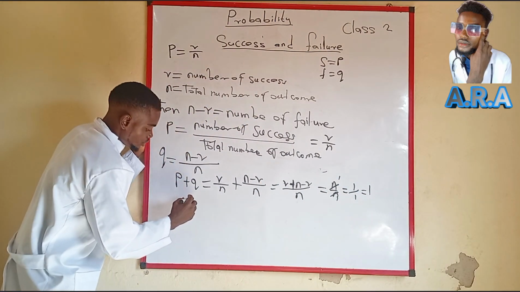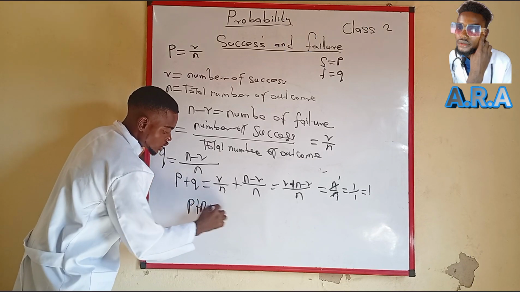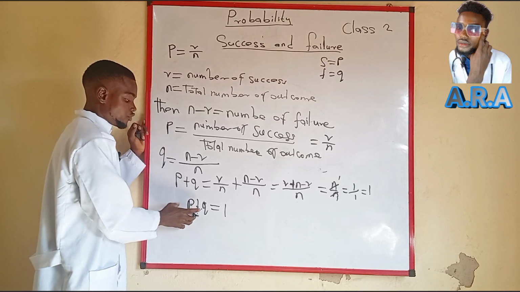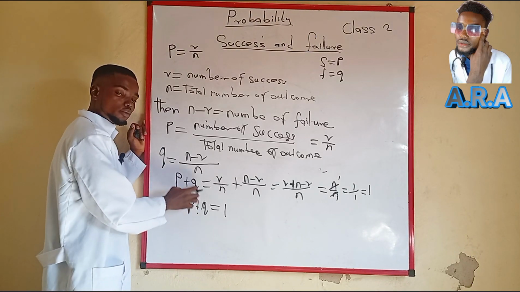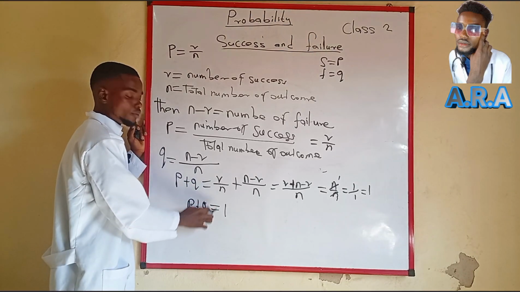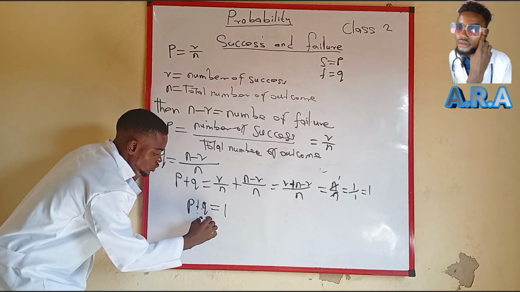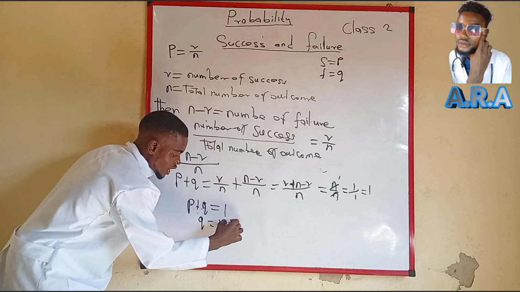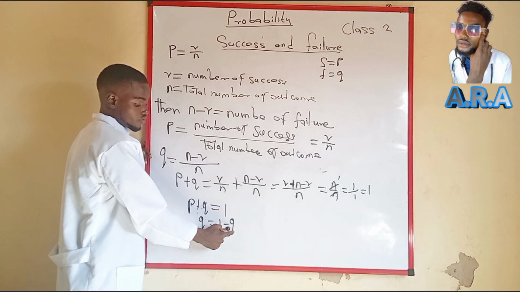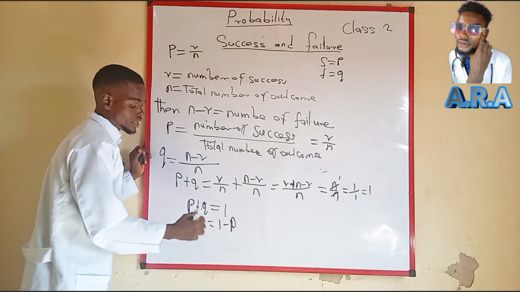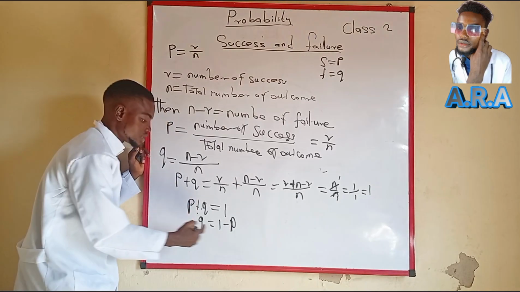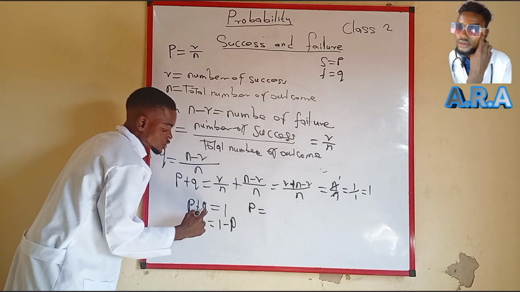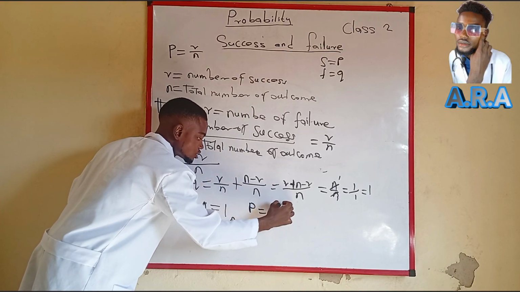Why is this important? Because P plus Q will give us 1. However, if we have the number of success or the probability of success, we can get the probability of failure by saying Q now equals this crossing over. I'm going to have it as 1, crossing over becomes minus P, which is the probability of success. And then if I have failure, I'm looking for success. P now becomes Q, crossing over becomes 1 minus Q.